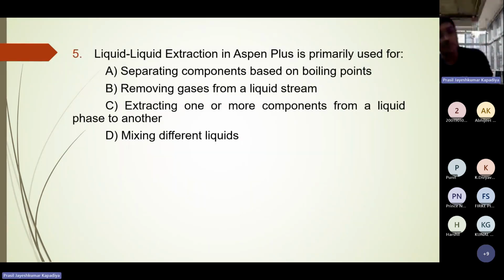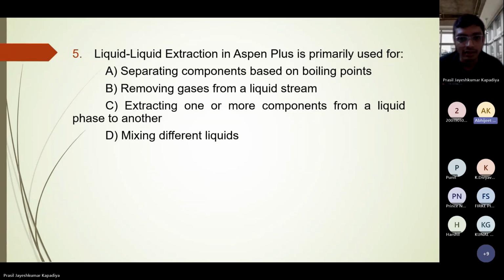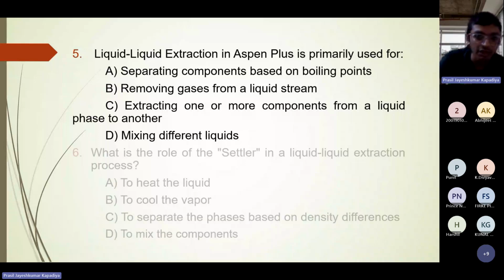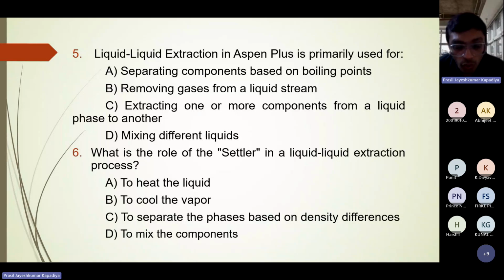Liquid extraction in Aspen Plus is primarily used for. Where are we using liquid extraction? Extracting one or more components from a liquid phase to another when that component is present in less quantity. Then what is the role of settler?